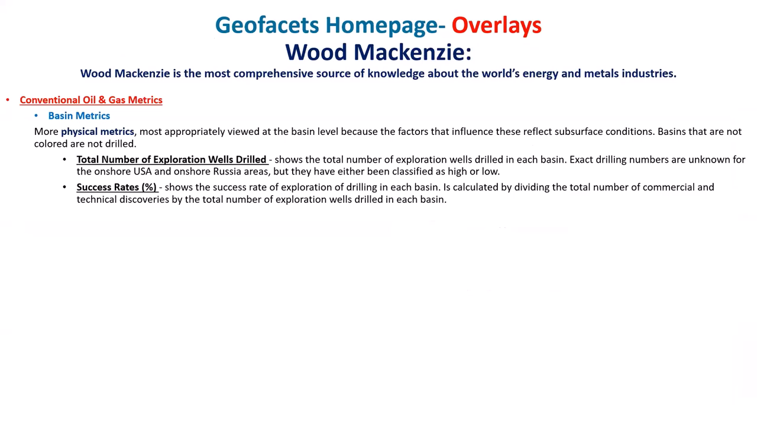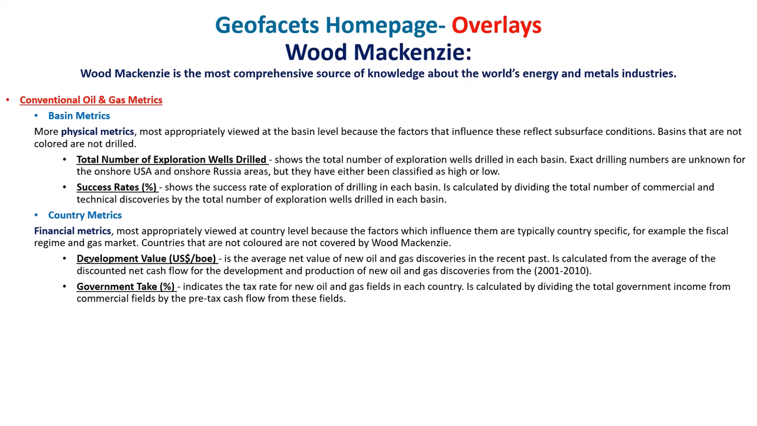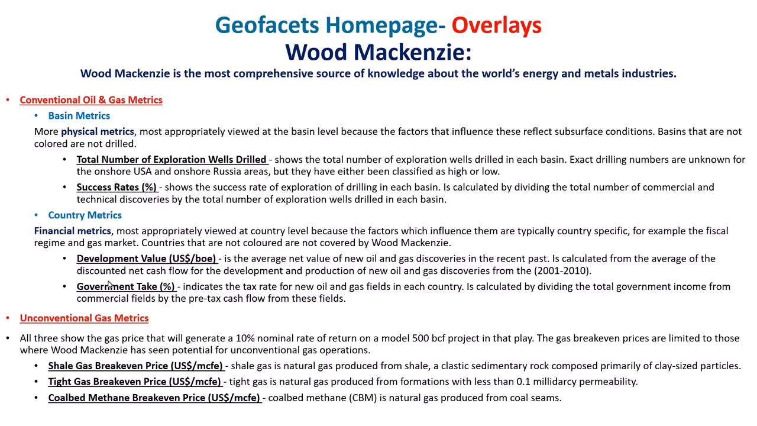So for example, in conventional oil and gas metrics, it can show you information about the basin physical metrics, like a total number of exploration wells drilled and the success rate of these wells. It also shows you the country metrics, financial part, like the development value, the government take. All this information can be displayed as well. For unconventional gas metrics, it can show you the shale gas break-even, the tight gas break-even price, the coal bed methane break-even. All of this information is shown to you in some details.